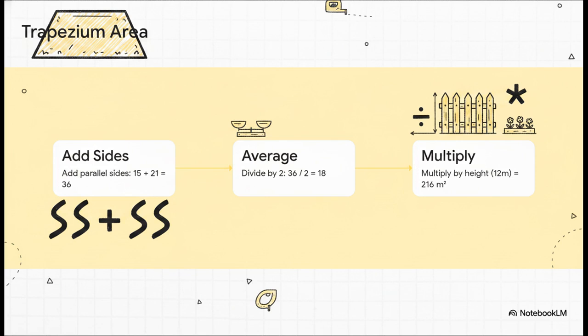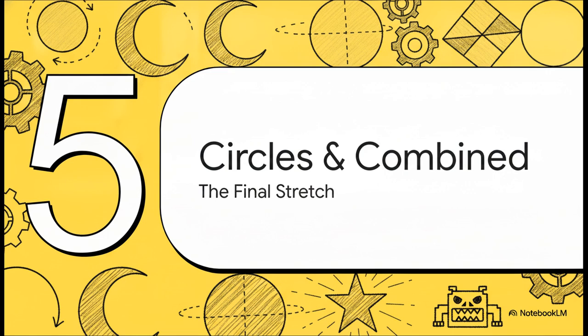Boom, garden problem solved. See? Formulas aren't intimidating at all when you just take them one step at a time. Finally, Section 5, Circles and Combined Shapes. We have reached the curved world, folks. Time to gear up for the final stretch.